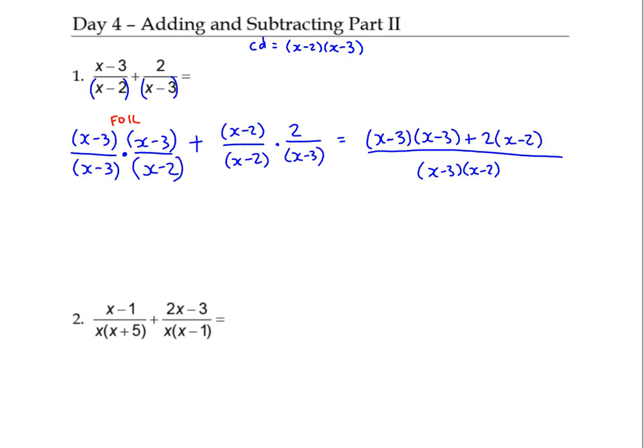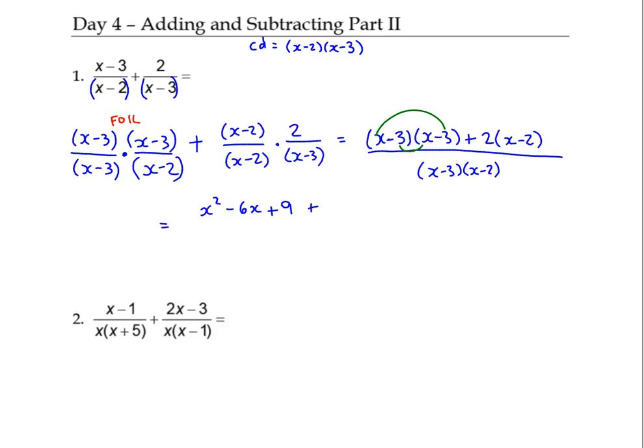Okay, so you can go straight to writing it all over one denominator. And now expand and simplify your numerator. So expanding x minus 3 times x minus 3, what would that equal? X squared minus a 3x and minus a 3x. So what would the middle term become? Minus 6x. Good. So you're going to get negative 3 and a negative 3, right here and right here. And then the last, negative 3 times negative 3 gives you plus 9.